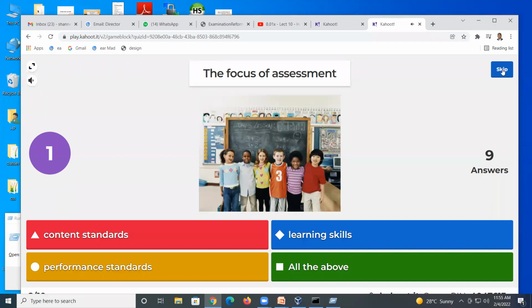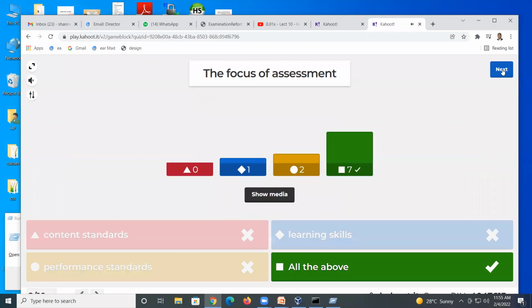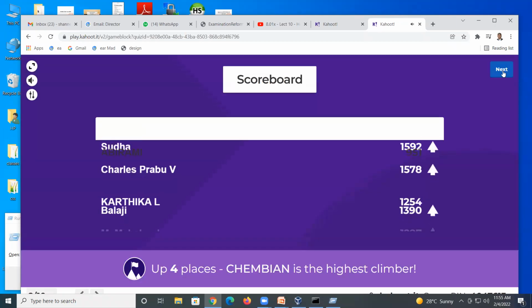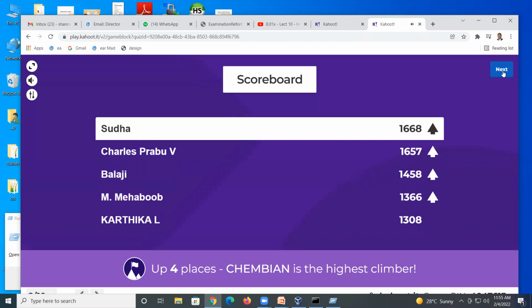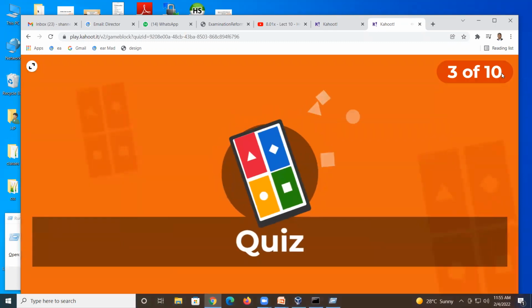Yes, almost all answered, 9 and 10 participants. All the above is correct, and most of them gave the correct answer. Let me check. Abhirami madam went down, but others came up. Next question. Okay, third question.